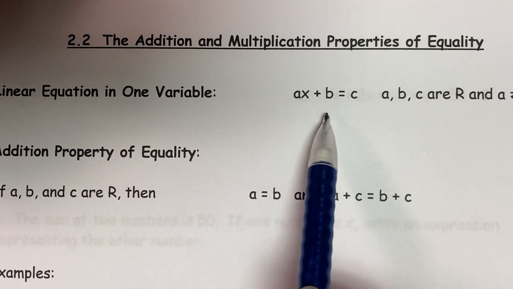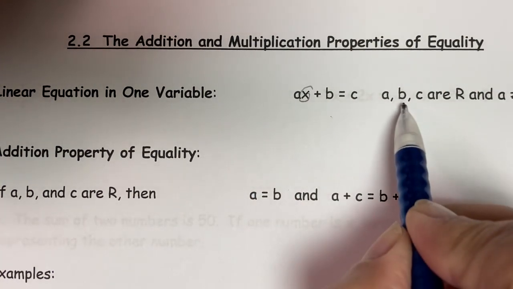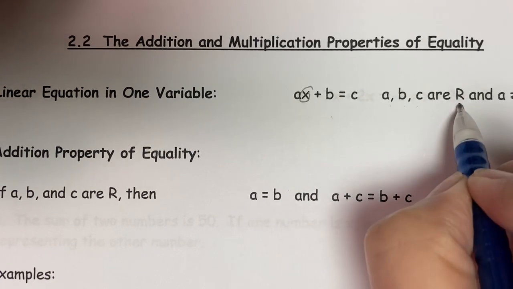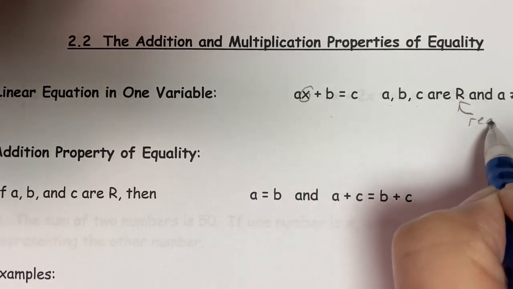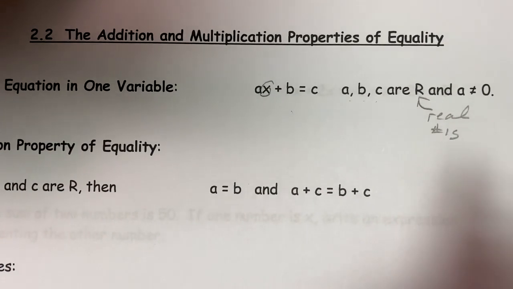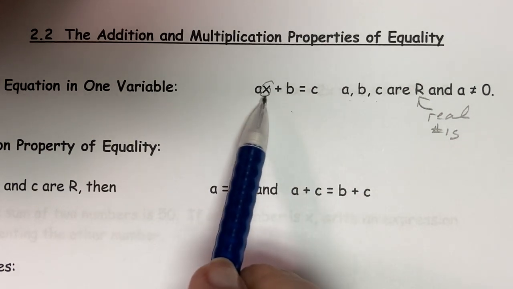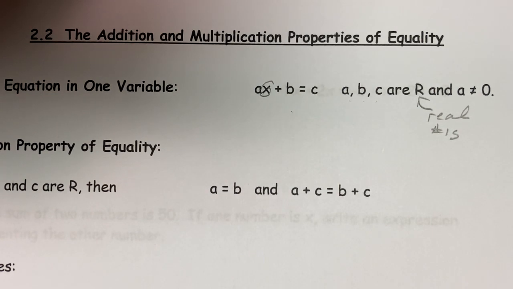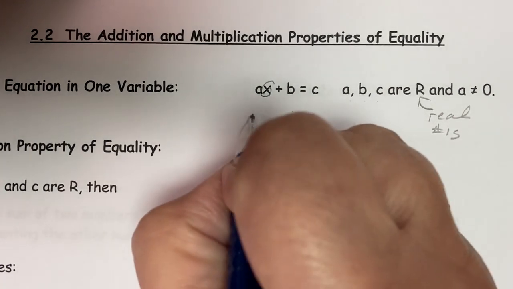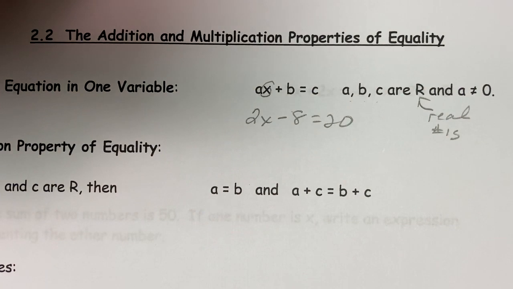Here's an example of a linear equation with one variable, that variable being x. A, B, and C are real numbers. We already know what real numbers are. And of course, A can't equal 0, because if A was equal to 0, our variable x would disappear and we would have nothing to solve for. An example of a linear equation in one variable might be 2x minus 8 equals 20. There's an example, and we are going to be able to solve that equation.